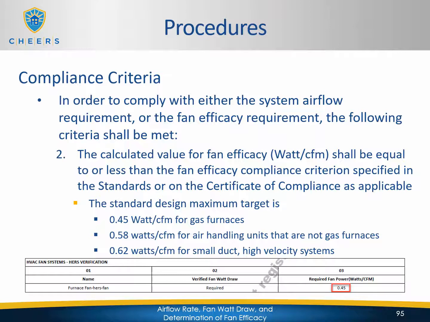If the performance method was used, we're going to need to look at the CF1R to verify whether or not they used that standard design. So we're going to open the PDF, scroll down until we get to HVAC fan systems, HERS verification, and there in column number 3, we're going to find the required fan power in watts per CFM. In this example, they did use the standard design of 0.45 watts, and so we need to be equal to or less than that value in order to be in compliance.